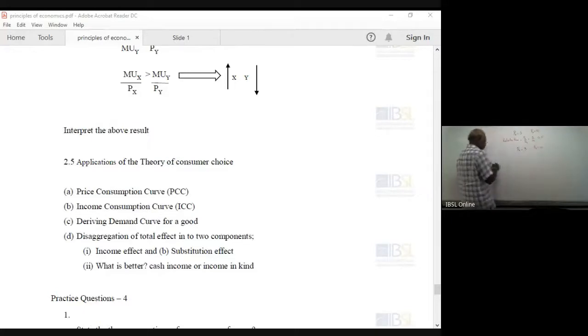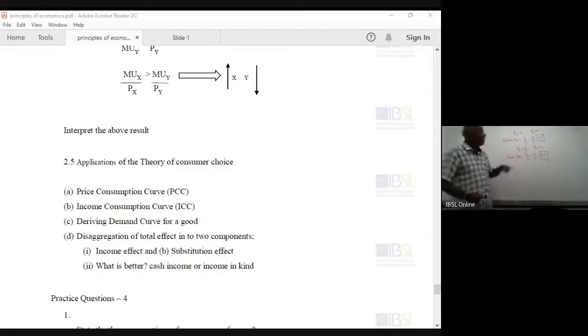Now what is relative price? Px over Py is 3 over 10. That is 0.3. Now we are going to compare these: 0.5, 0.3. Price of X decreases, Py constant. What has happened? Relative price has decreased. Price of X has decreased from 5 to 3, and relative price has decreased.